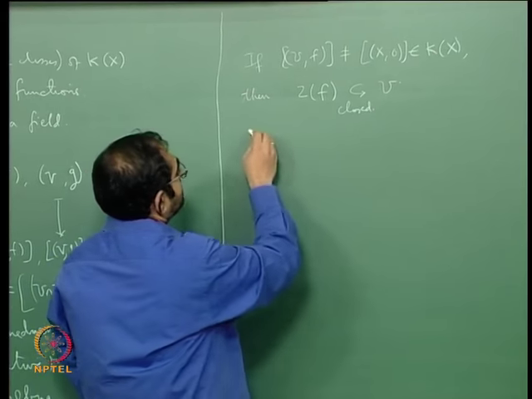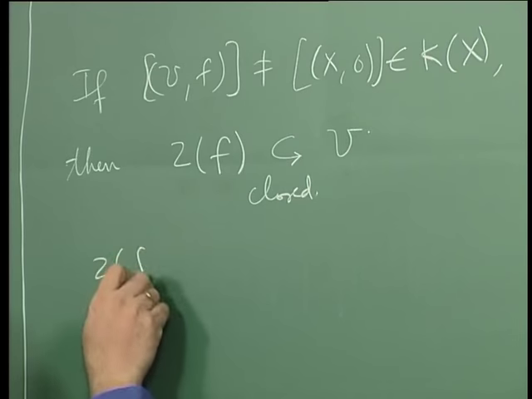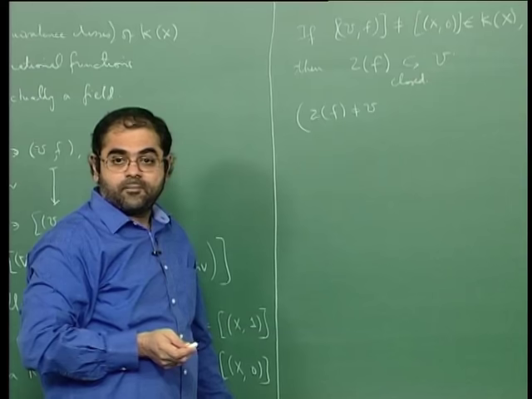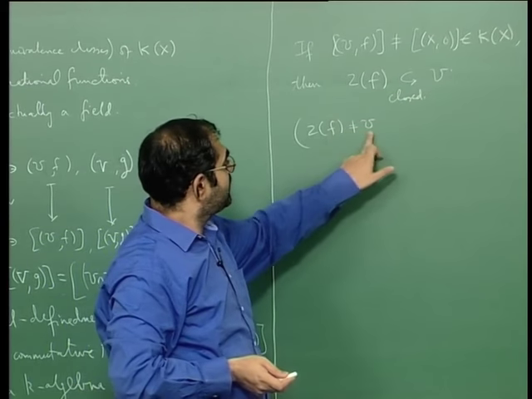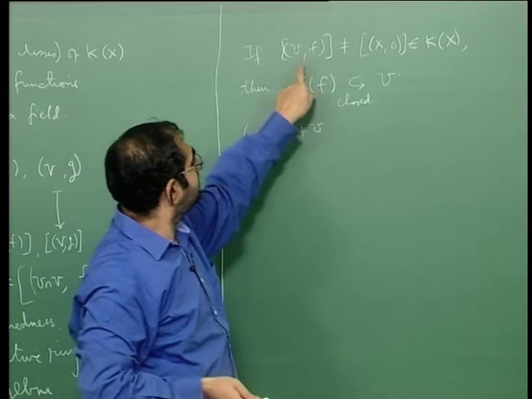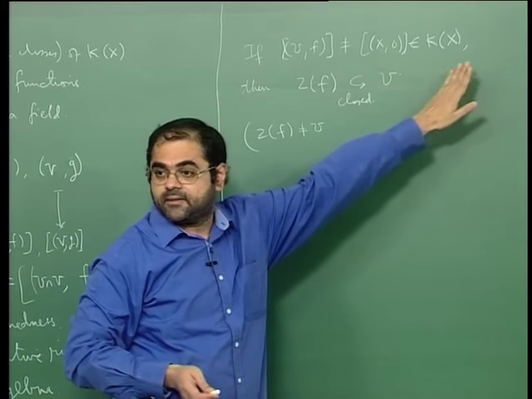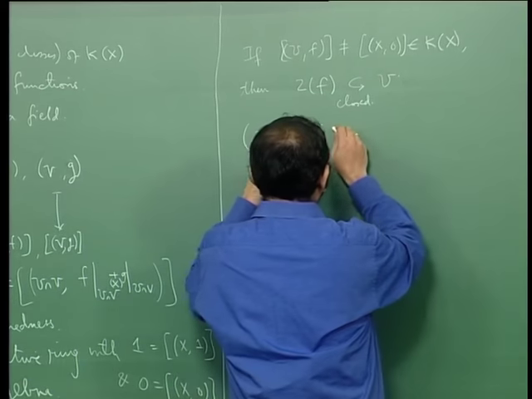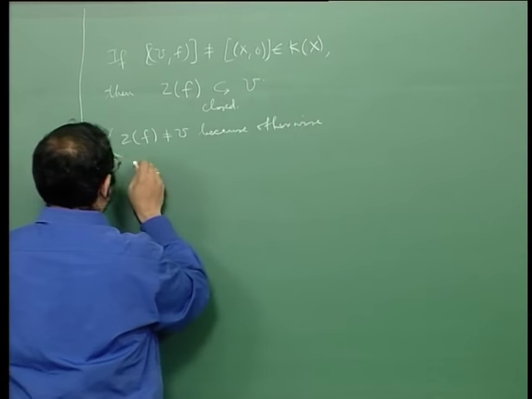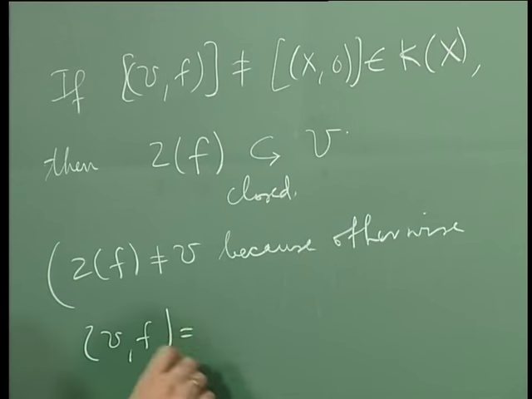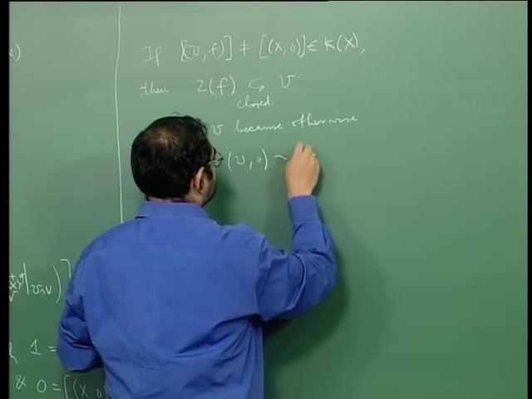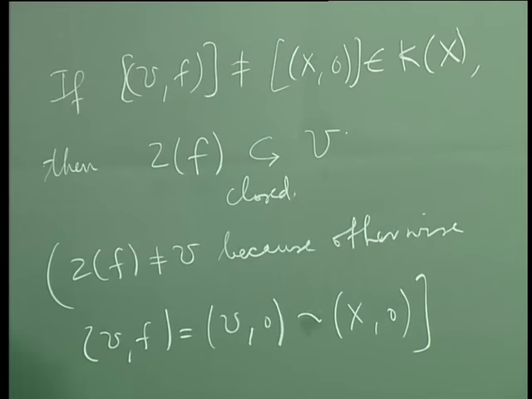So this is a closed subset, and mind you, Z(f) cannot be U. Z(f) is not equal to U, because if Z(f) is U, that means f is identically 0 on U. But then f is equal to the 0 function, which is identically 0 on X, and that will contradict the fact that these two are different elements of the function field. Otherwise you would see that (U, f) is the same as (U, 0), which is equivalent to (X, 0), which is a contradiction.